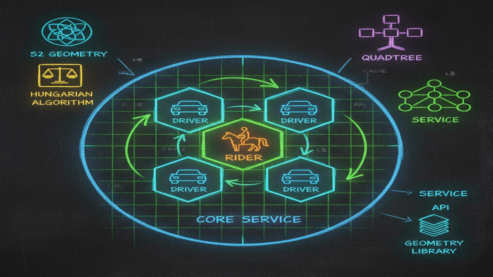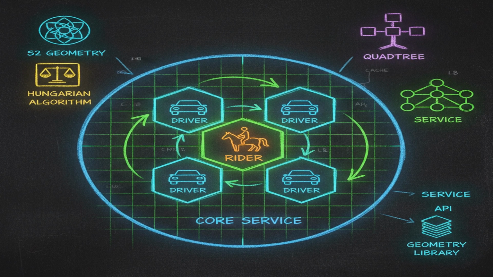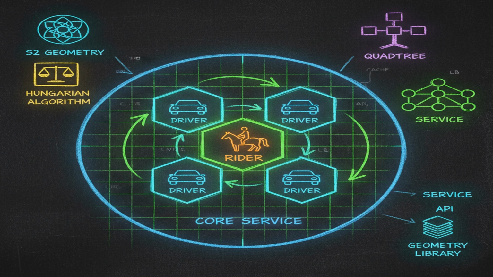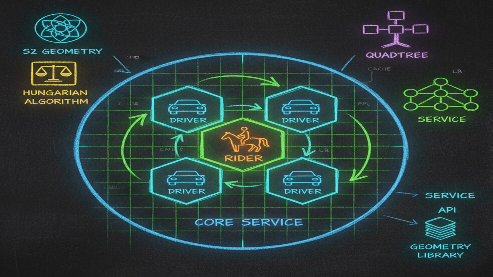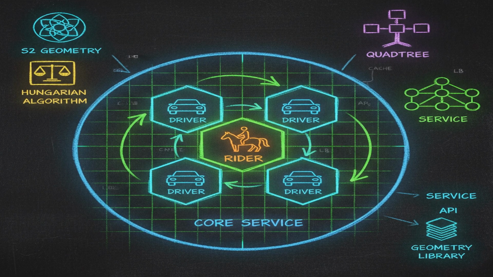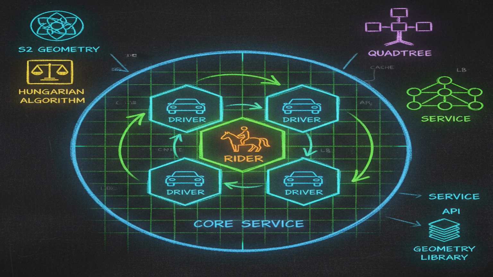The core service needs to be idempotent. If a request is retried due to a network issue, it shouldn't create duplicate trips. We use geohashing because it allows us to quickly narrow down the search space for nearby drivers. An interviewer might ask, what if the rider is near a cell boundary? We can search multiple neighboring cells to handle that edge case.